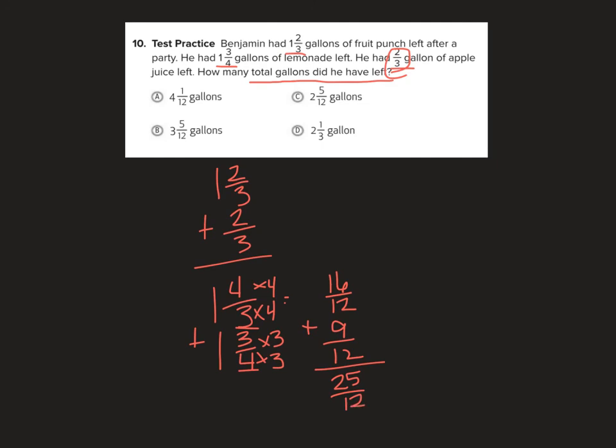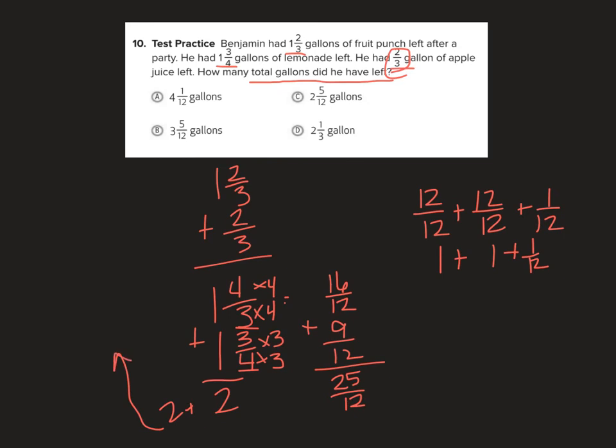Okay, now this one is going to be not just adding 1 to my whole number, right? If I add these together, I got 2. But I need to look at 25 twelfths. So I could take it apart. 12 twelfths plus 12 twelfths would get me to 24, plus 1 twelfth would get me to 1 plus 1 plus 1 twelfth, or 2 and a twelfth. So I need to add 2 to my already 2 to get 4 and 1 twelfth gallons, which is this little answer right here.